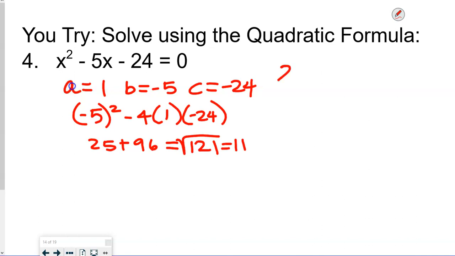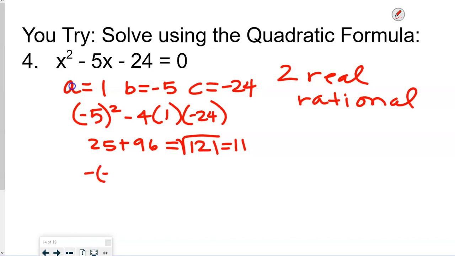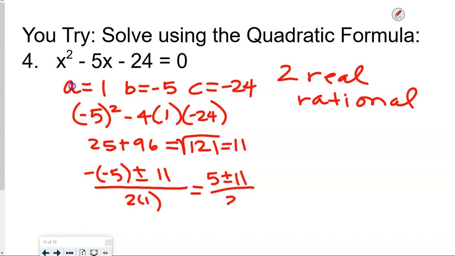So this is going to be two real rational solutions, right? Rational means that it's a perfect square under there, okay? All right, so again, negative b, negative negative 5, plus or minus. Again, most common errors right there, y'all, making sure that you change the sign of that negative 5. 11 over 2 times 1. So this is going to be 5 plus or minus 11 over 2, right?